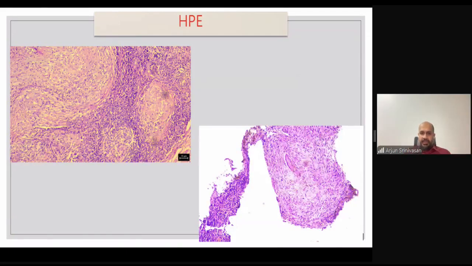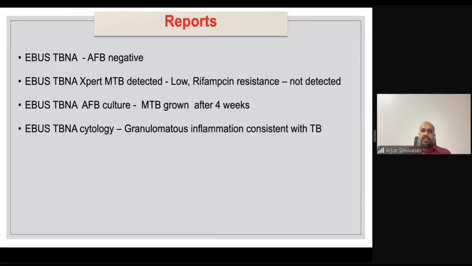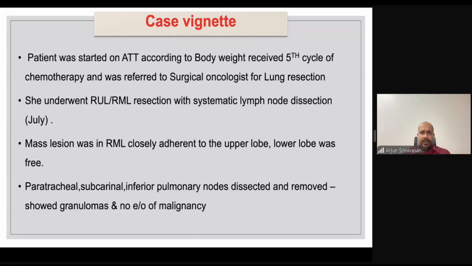So when you look at the histopathology, you found that there are only granulomas which are seen, which was not there in the previous one, and GeneXpert was detected low, and lo and behold, we also had a Mycobacterium tuberculosis culture, which was positive at the end of 4 weeks. And the EBUS TBNA cytology also showed granulomatous inflammation consistent with tuberculosis because there was a lot of necrosis there.